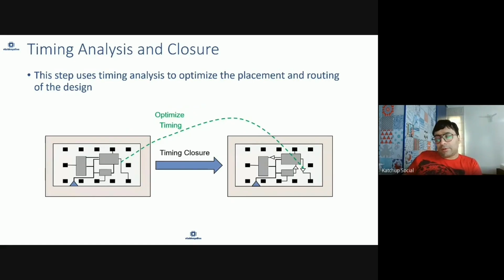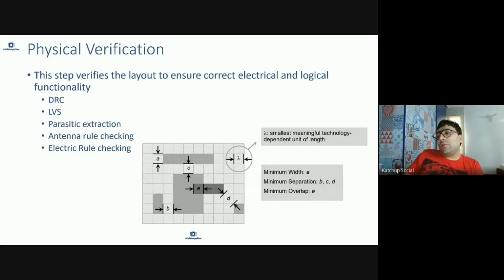Then your place and route tool will do some types of timing analysis to make sure timing is being met, whether additional buffers are needed, high driving cells are needed, all those things. So basically, it will optimize the timing. That is known as timing analysis and closure. And then you will do physical verification.